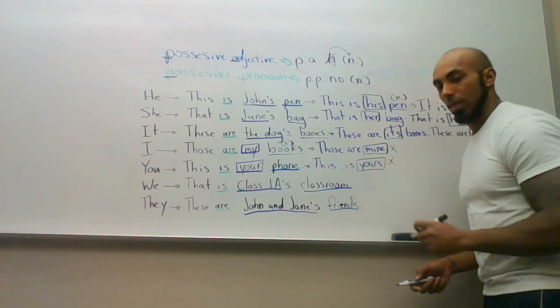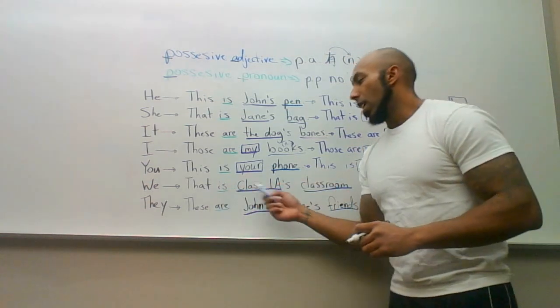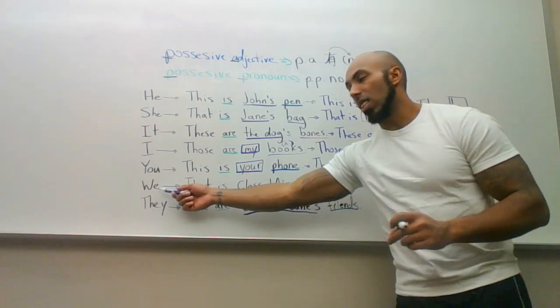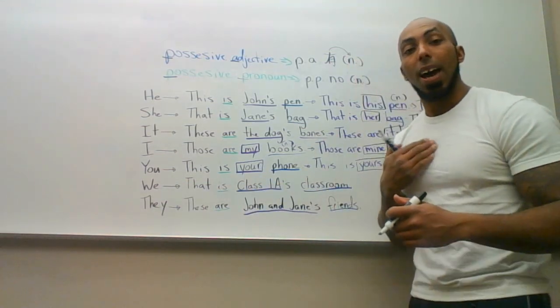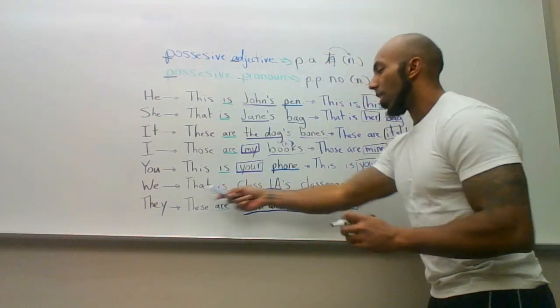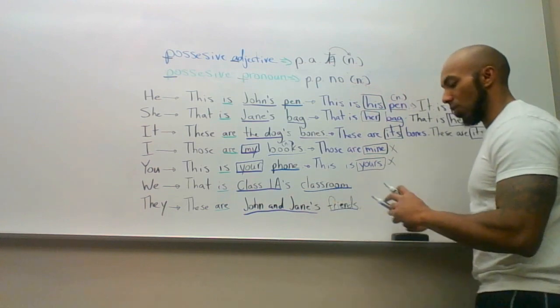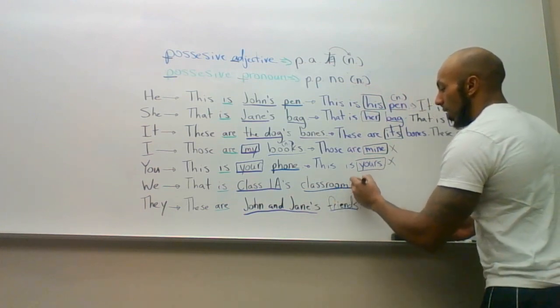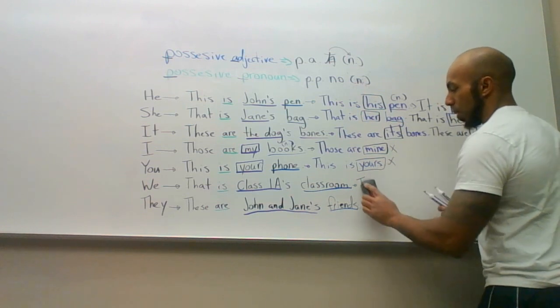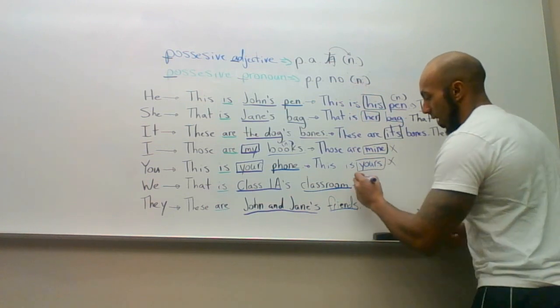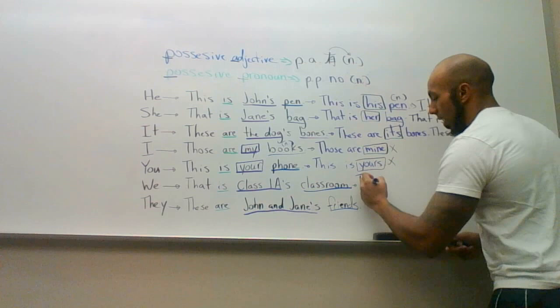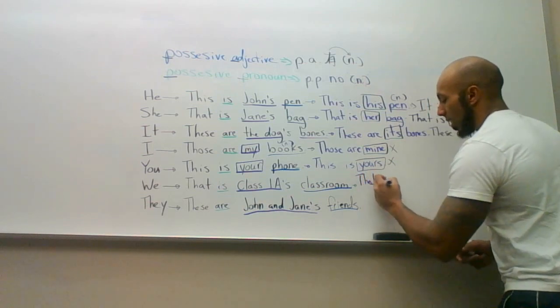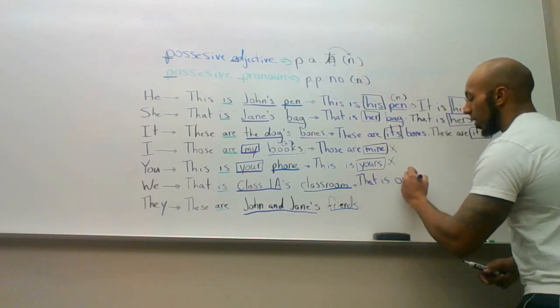No noun. Okay. Now here we have class A's, and I said this is for we. This means that I am in class A. So that is class A's classroom. Okay. So I would say that, oh, it has to be in purple. Okay. That is our classroom.